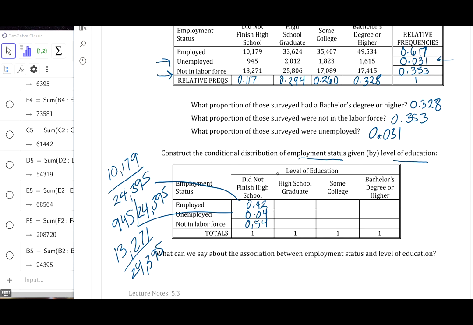And notice again that those should all sum to 1 because we're just figuring out how the proportions are distributed across the employment status given a particular level of education. So I would suggest you pause the video and try and fill out the rest of these columns and then start it again to see if we match.